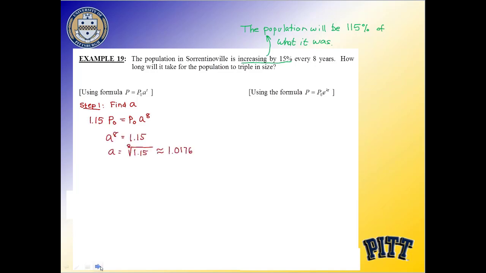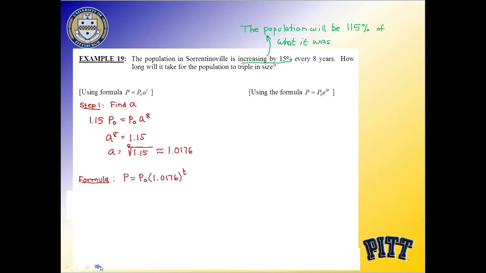So I have a to the 8th power equal 1.15, which means a would be the 8th root of that, which is about 1.0176. Still in line for what we're talking about here, because remember what we talked about, if I'm using this kind of format and I have a growth, a should be more than 1, and it is. So my formula is now this.